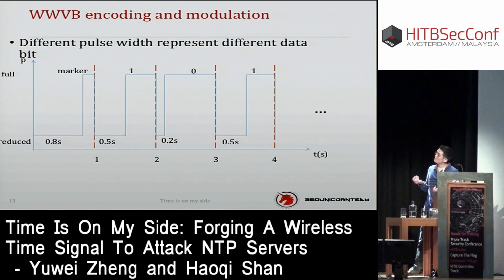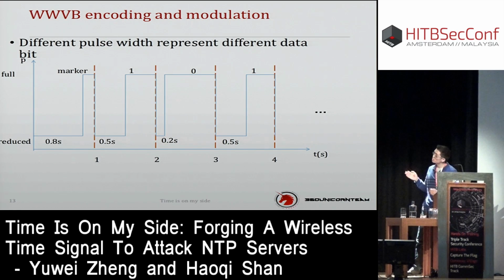The WWVB timing radio station is operated by the USA. According to its encoding mechanism, it uses different patterns to represent different binary data bits. As this chart shows, if its amplitude is reduced for 800 milliseconds and then increased for 200 milliseconds, this is a non-data special bit, which we call a marker.